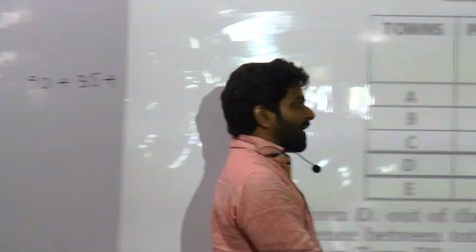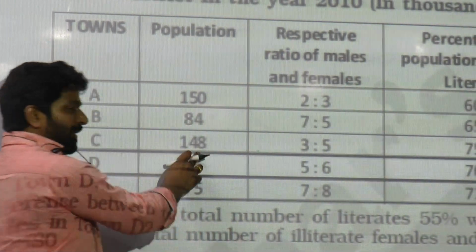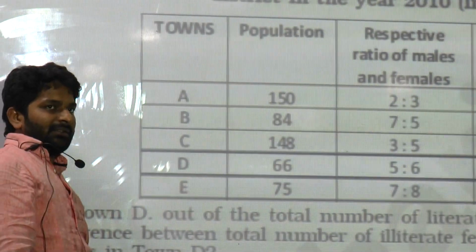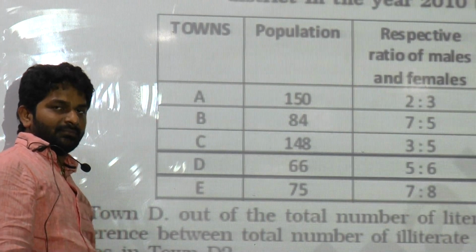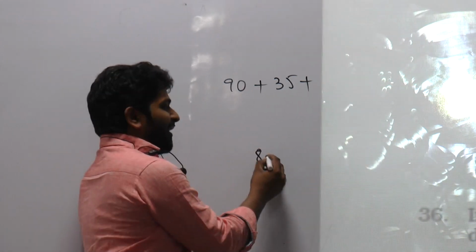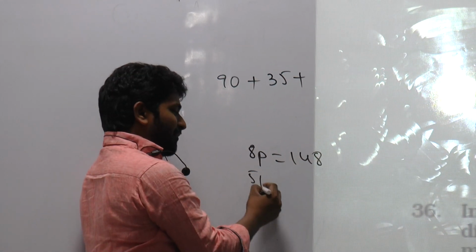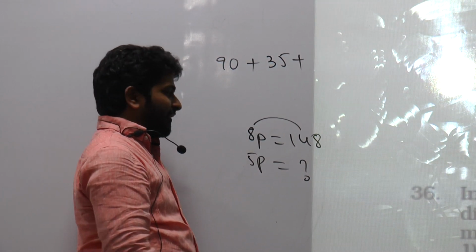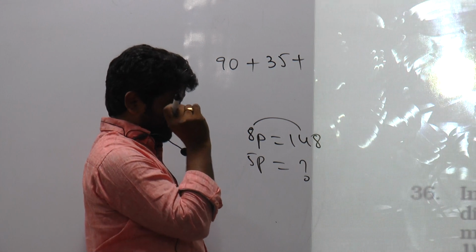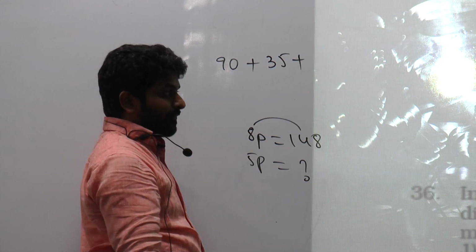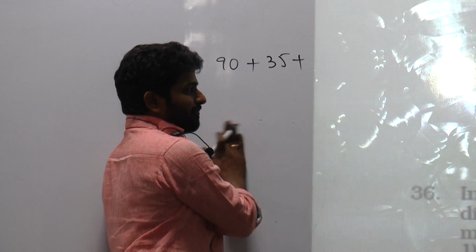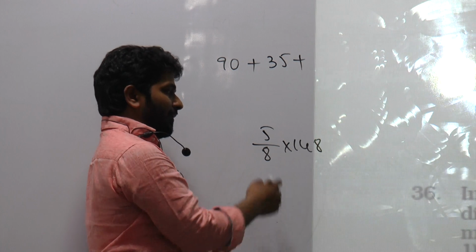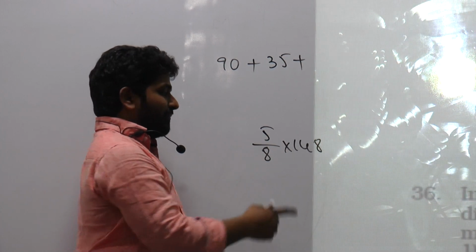Plus how many parts do we have? 8. Is it an 8 multiple? No, we have verified already. Right. So let me verify it. 8 parts is equal to 148. 5 parts is equal to how much? Need to subtract 3/8. 5/8 of 148. We have to do it, no other way.